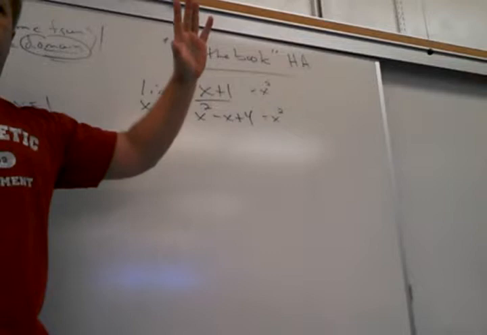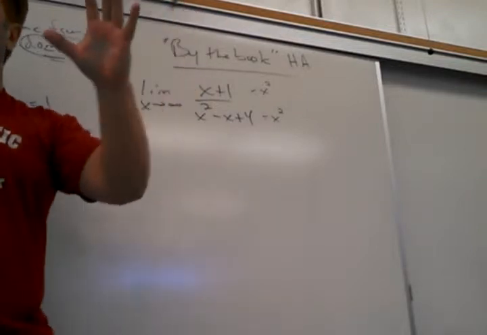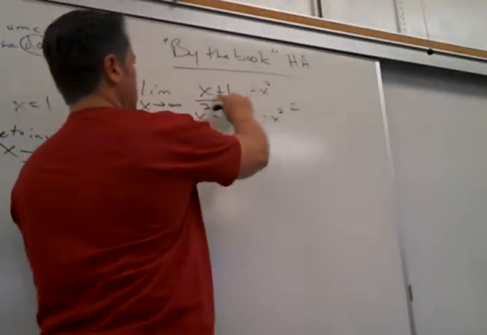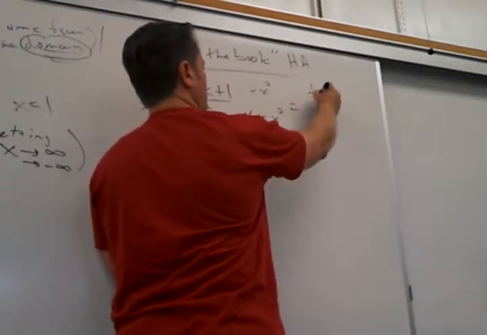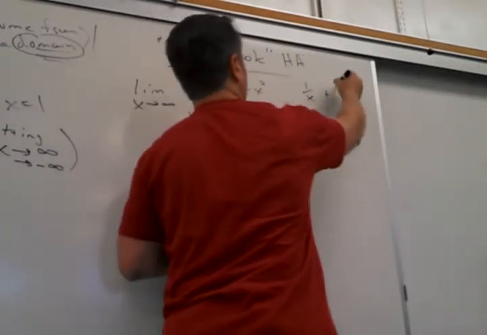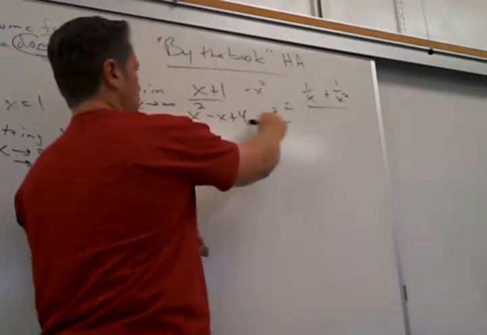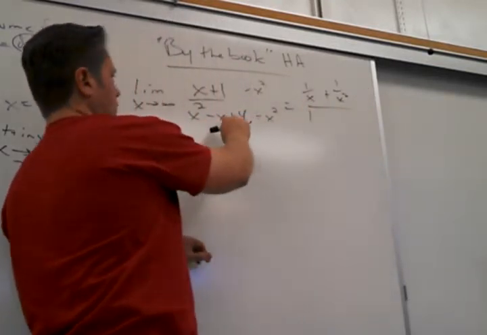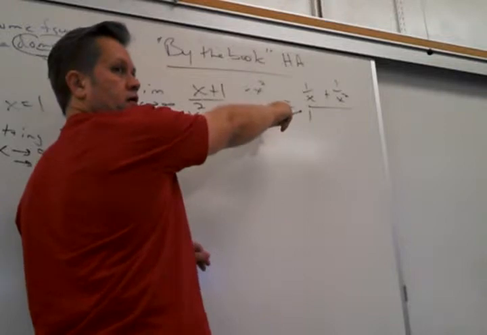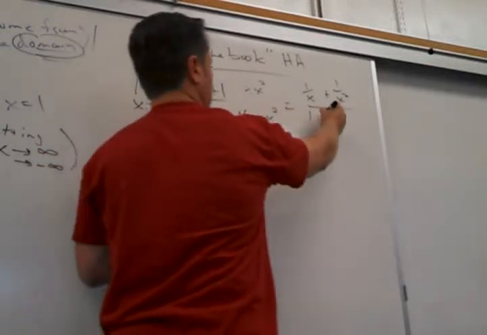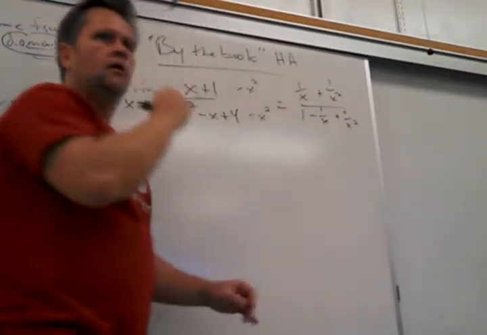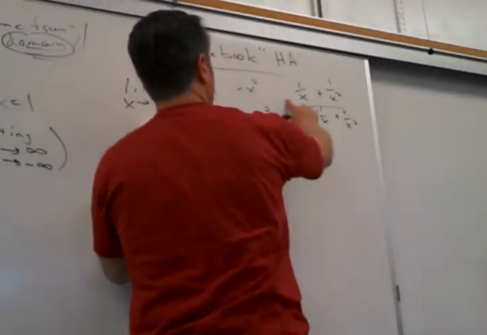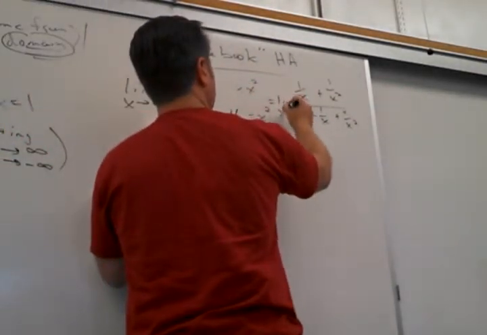How we doing so far? All right. So what is x divided by x squared? 1 over x. And what's 1 divided by x squared? 1 over x squared. What's x squared divided by x squared? 1. What's x divided by x squared? Good. And what's 4 over x squared? It's 4 over x squared. You with me? Yeah. So don't let me forget my little limit.